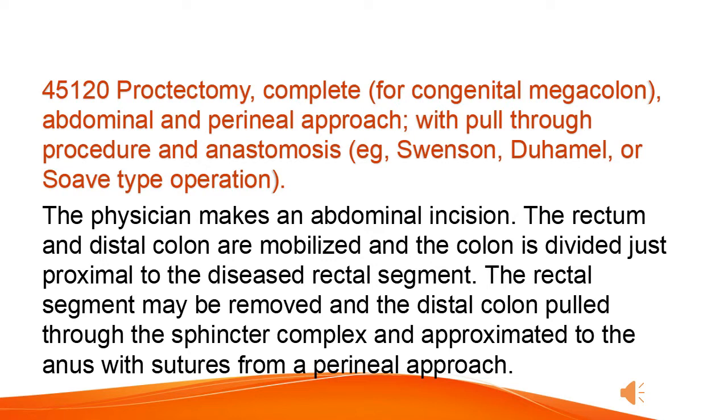Proctectomy, complete, for congenital megacolon, abdominal and perineal approach, with pull-through procedure and anastomosis, e.g., Swenson, Duhamel, or Soave type operation. The physician makes an abdominal incision. The rectum and distal colon are mobilized and the colon is divided just proximal to the diseased rectal segment. The rectal segment may be removed and the distal colon pulled through the sphincter complex and approximated to the anus with sutures from a perineal approach.